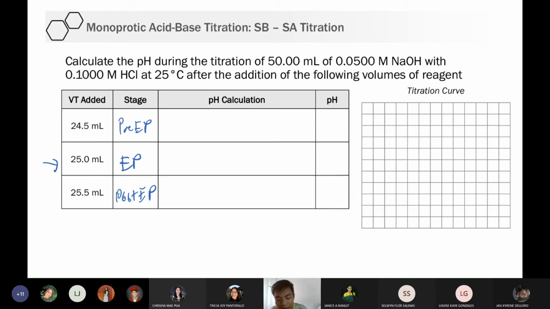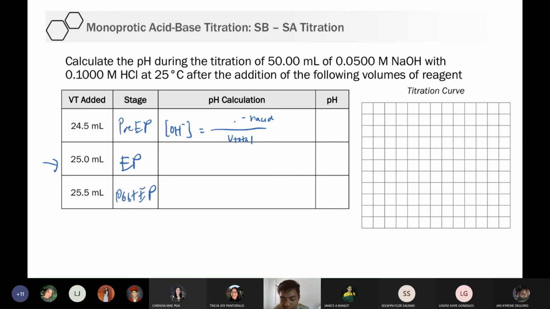Ano sabi natin? At pre-equivalence point, pag strong base, strong acid, nabawasan na yung base natin. So, the corresponding equation to be used is this one. Mole base minus the mole acid divided by the volume total. Okay? Kasi nabawasan na yung base natin eh. Kaya yan yung equation na gagamitin mo.